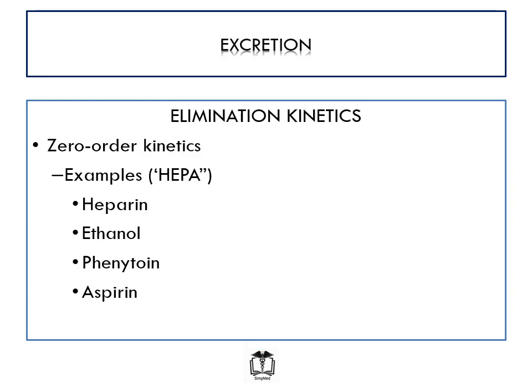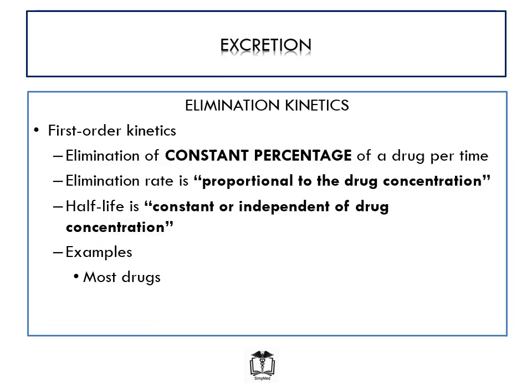What are examples of drugs that are classified as zero order kinetics? The examples of drugs classified under this are very few, and we use the acronym HEPA to remember these drugs. We have drugs like heparin, drugs like ethanol. Ethanol could also be called alcohol, phenytoin, and then aspirin. These are the four major drugs that are classified as zero order drugs.